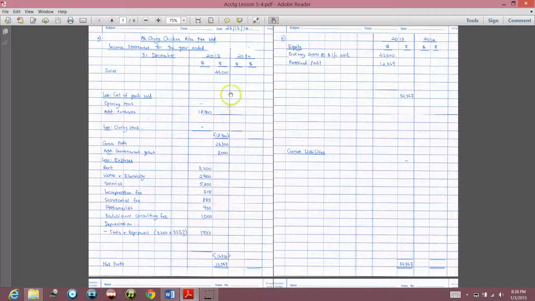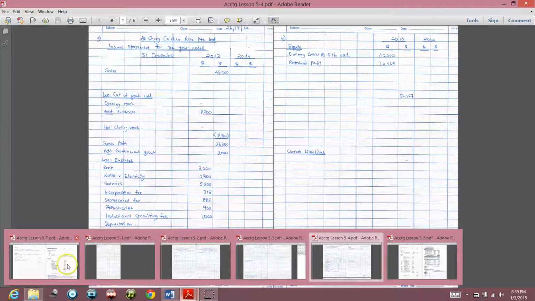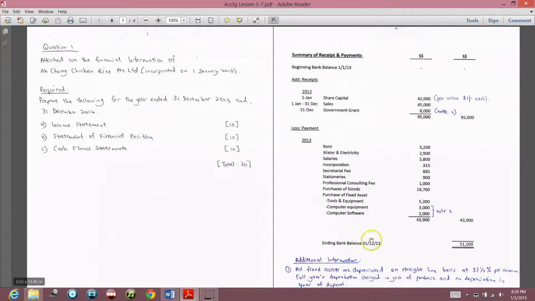Opening stock is 0 because at the beginning of the year the company had just started, so there's no beginning stock. Opening stock I put a dash, then add purchases. Closing stock is also 0 according to the question. Then gross profit. You should buy the notes as suggested. I will give you even the question paper when you buy the notes, so that it's easy for you to refer. So now you know that it's not difficult.